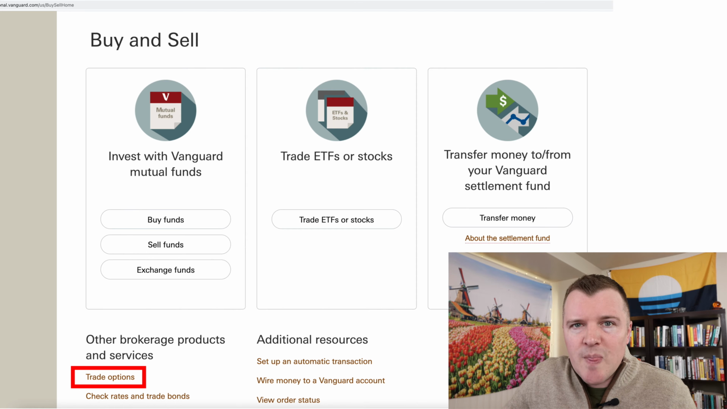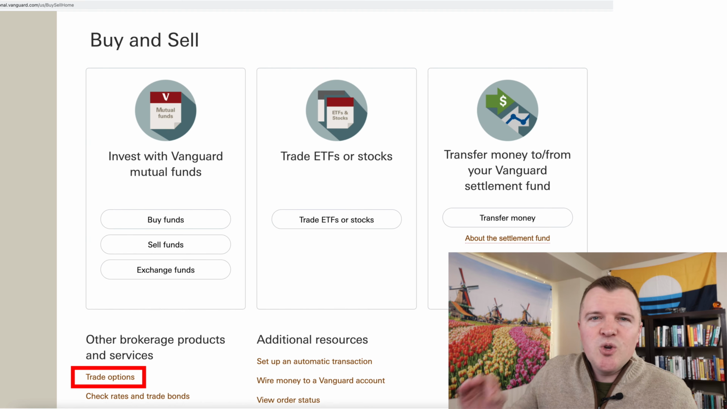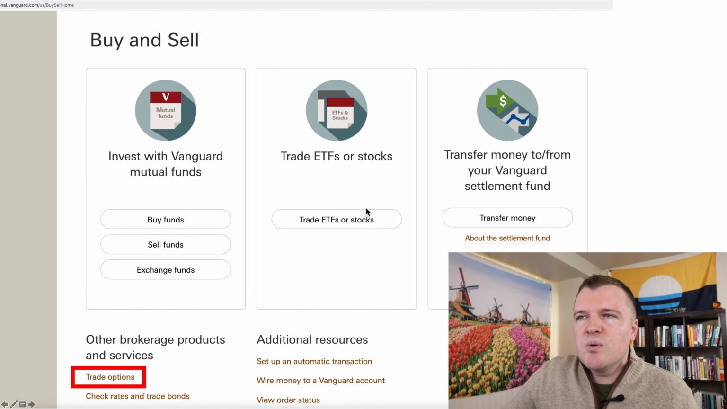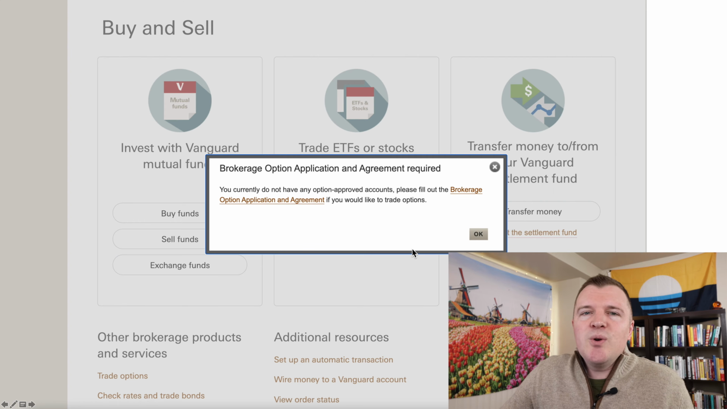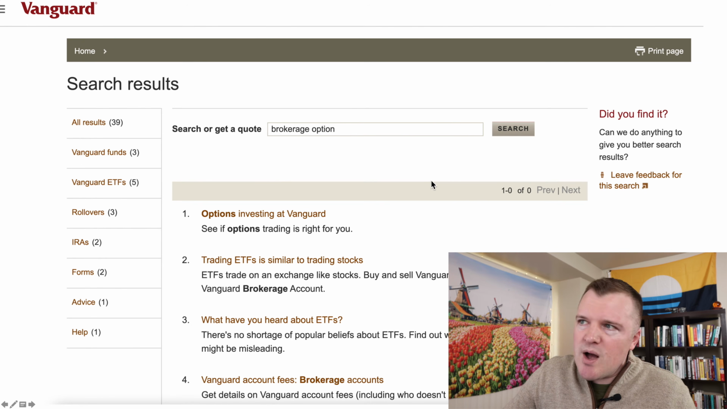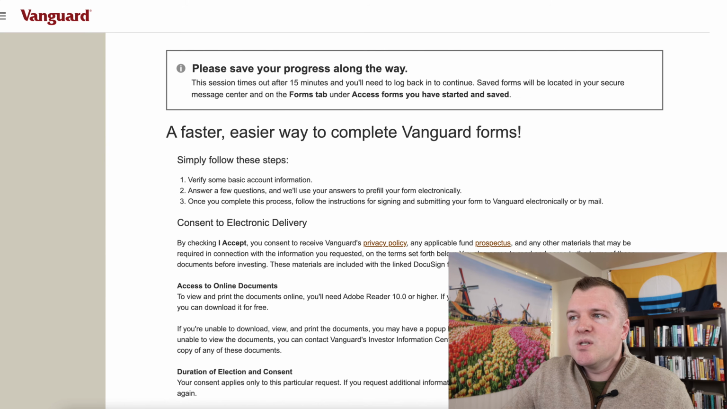puts with Vanguard. First thing you should probably do is enable margin with Vanguard. That's something you have to apply for. Once you're approved for margin, you then can go to the buy sell page, click trade options. It's then going to give you a pop-up saying, hey, you haven't been approved for options yet. So when you go through the prompts, click on the link, it'll then tell you how to apply, how to submit an application to be approved for options trading.